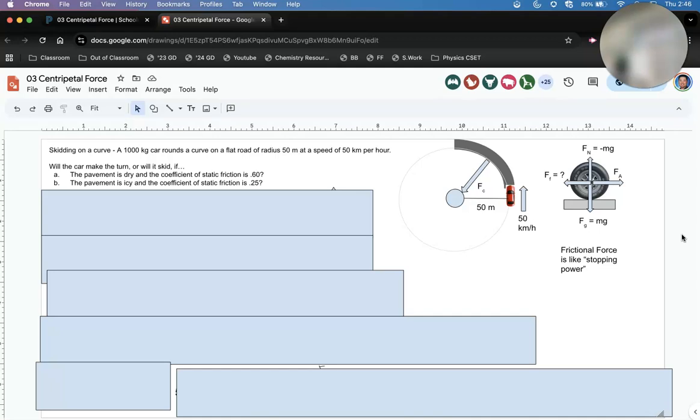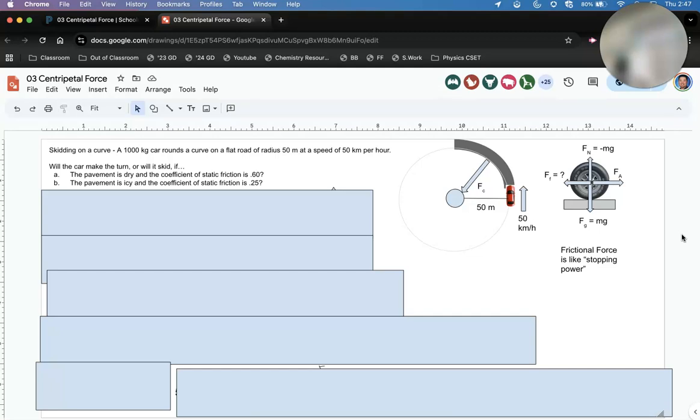It's trying to move in a straight line. Right? Newton's first law, objects in motion try to stay in motion. So cars try to drive in a straight line. But fortunately, tires can assist and generate a frictional force that keeps the car turning.